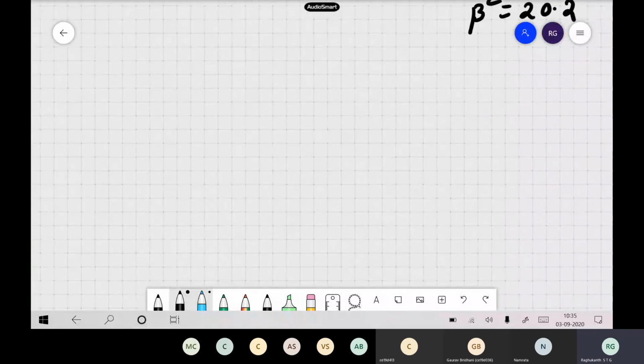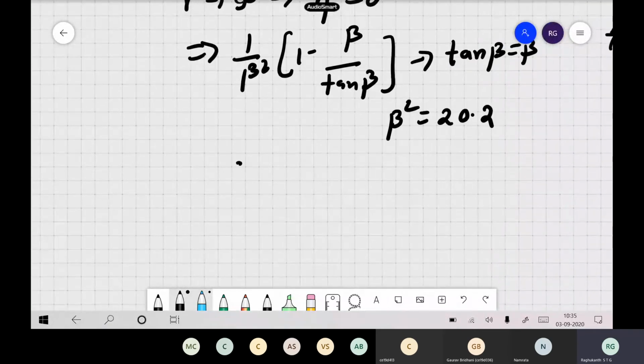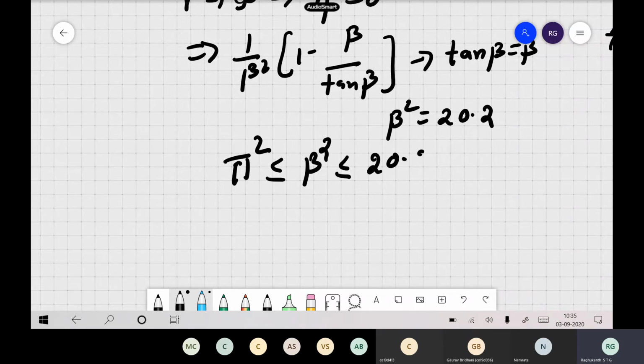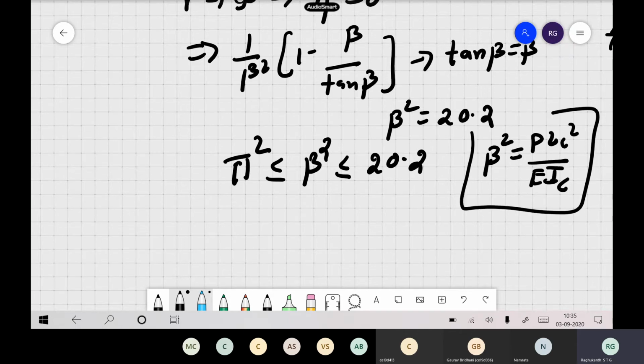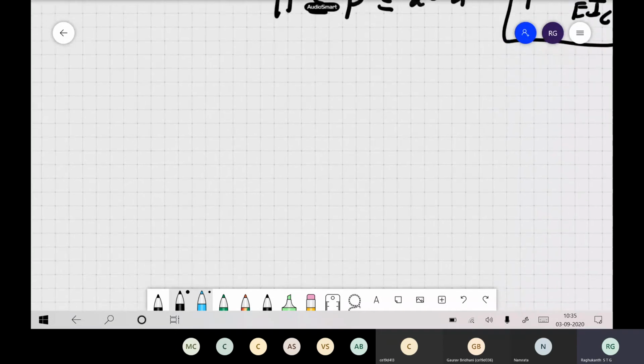Okay, when IB tends to infinity and IB tends to 0. So you can also write this as pi square less than beta square less than 20.2, where beta square contains PL square by EIC. So this is how we calculate the buckling load. Because IB is not infinity and not 0, you can find out between these two limits.